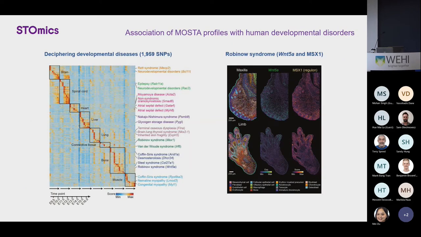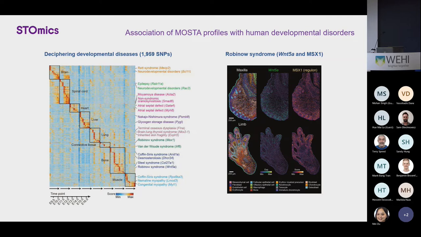And lastly, for this particular paper, we also wondered whether we could use the mouse Stereo-seq data as a potential model to better understand human developmental disorders. So we went to the developmental disorder genotype to phenotype database of human GWAS SNPs associated with developmental disorders. And we took 1,959 of those SNPs corresponding to different disorders, and we mapped them onto the mouse Stereo-seq data across all the different time points. And we can see when and where and for how long these different SNPs are being expressed, corresponding to a variety of different disorders.